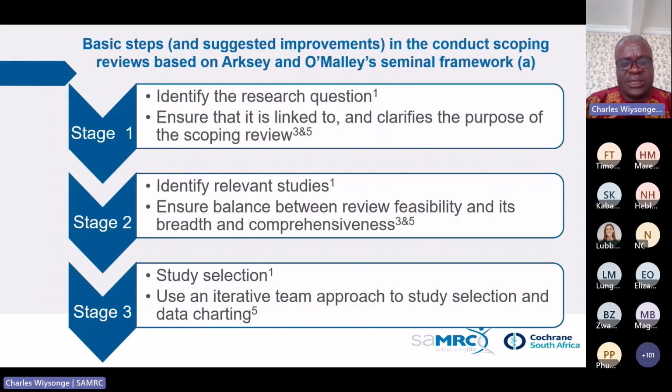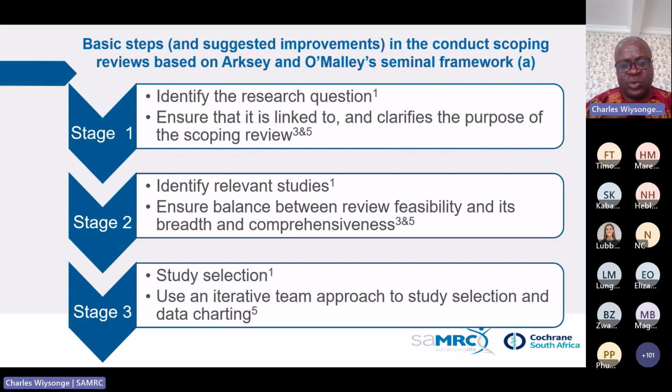So let's look now at the steps in conducting a scoping review. These are as proposed by Arksey and O'Malley, and then we'll also indicate the refinements that others have proposed. Remember I said there were mandatory steps in Arksey and O'Malley's framework, and there is a 6th optional one. In stage 1, they say this is the stage where you identify the research question. Others have added that in stage 1, you should ensure that the research question links to and clarifies the purpose of the scoping review, and that all of this comes out in stage 1.